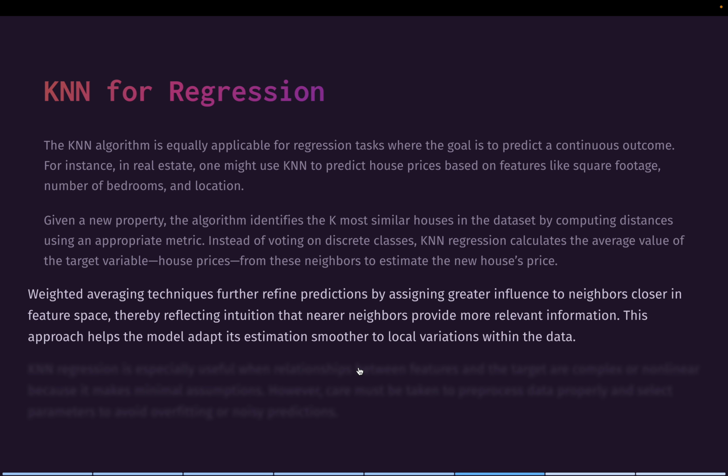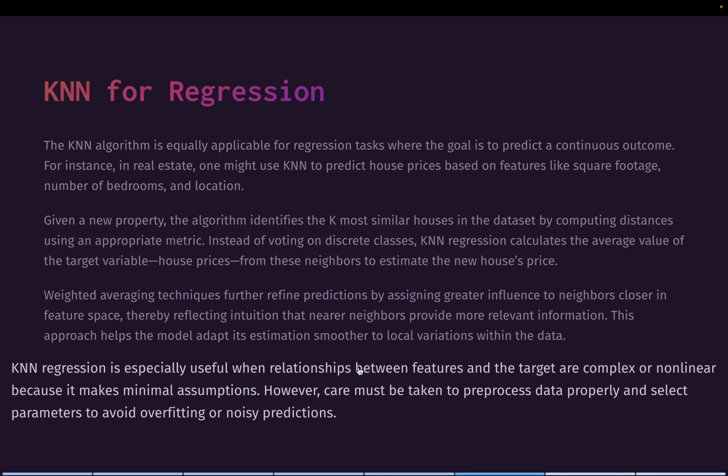Weighted averaging techniques further refine predictions by assigning greater influence to neighbors closer in the feature space, thereby reflecting that they provide more relevant information. This approach helps the model adapt and makes its estimation smoother to local variation within the data. KNN regression is especially useful when relations between features and the target are complex, because of its minimal assumptions. However, care must be taken in pre-processing data properly and selecting parameters to avoid overfitting to noisy predictions.